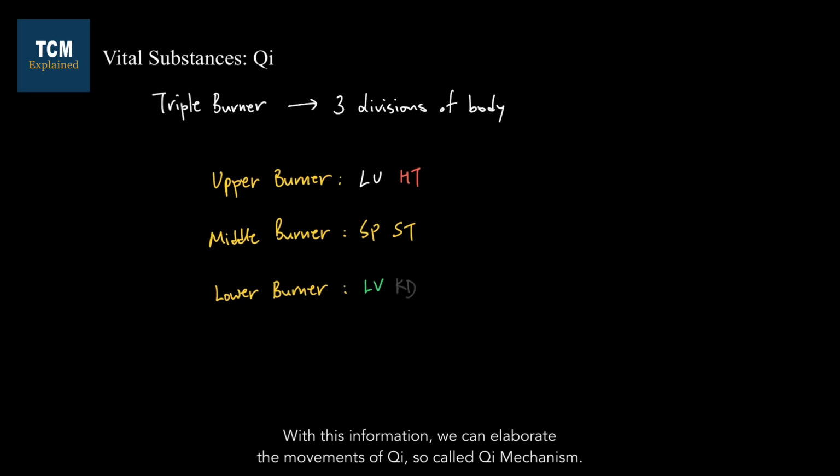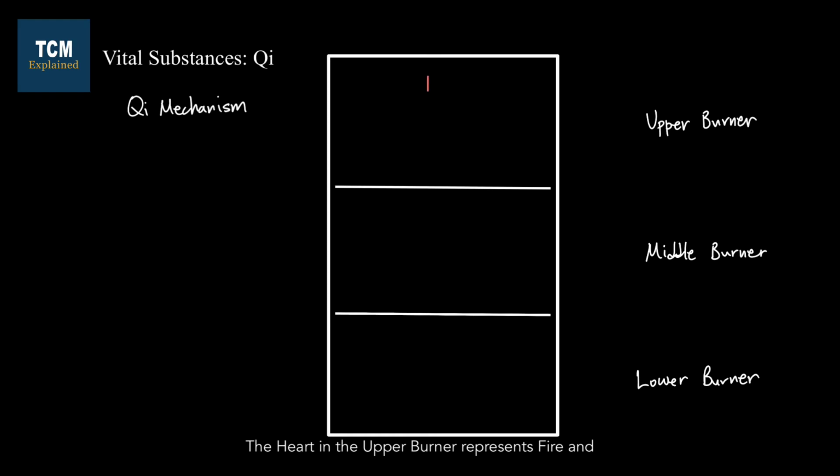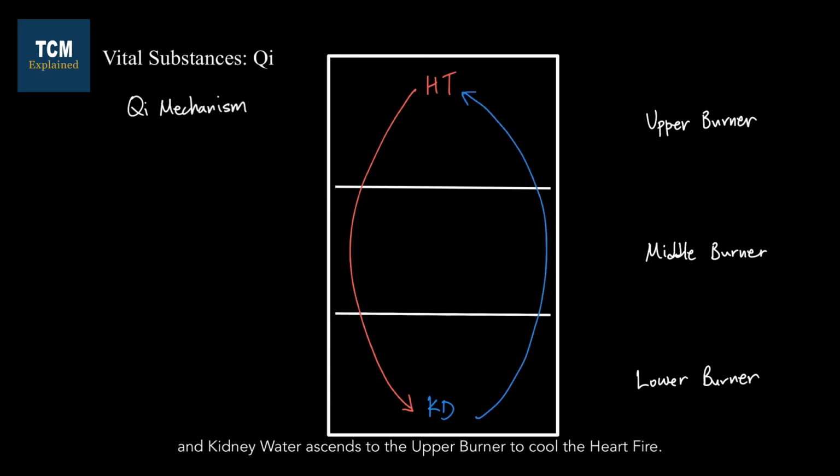With this information, we can elaborate the movements of qi, so-called qi mechanism. The heart in the upper burner represents fire, and the kidneys in the lower burner represents water. Heart fire descends to the lower burner to warm the kidney water. Kidney water ascends to the upper burner to cool the heart fire. This communication is important in the balance of yin-yang in our body.